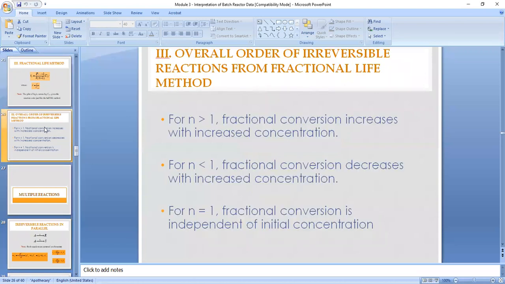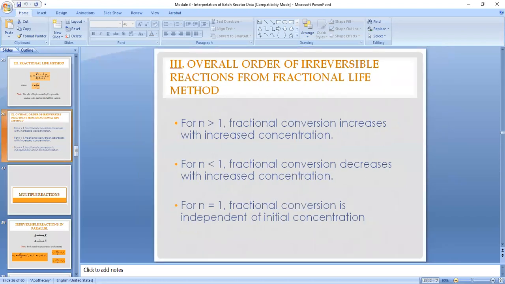These are very important generalizations regarding the use of the fractional life method in determining the order and the rate constant for a particular reaction. Now, number 1, if your n is greater than 1, the fractional conversion increases with increased concentration. So for orders of reaction greater than 1, as we increase the initial concentration, the fractional conversion also increases. What is this fractional conversion that is being referred to in here? This is referring to the F. So the greater the initial concentration, the greater is the conversion if the order of the reaction is greater than 1. What about if it's less than 1?